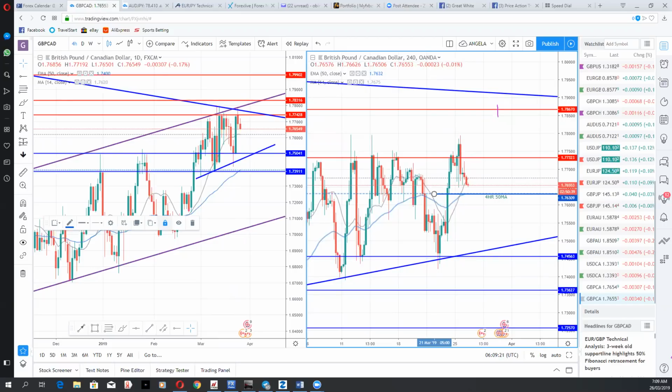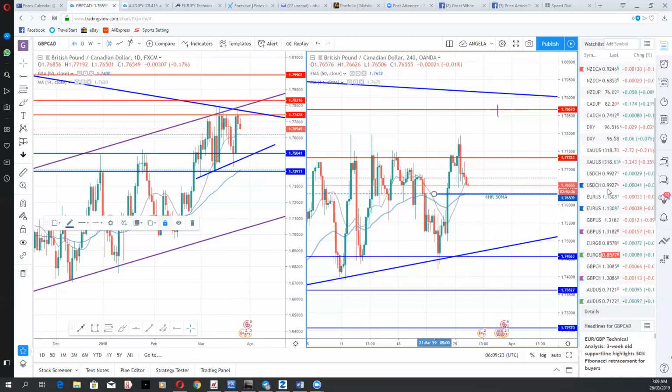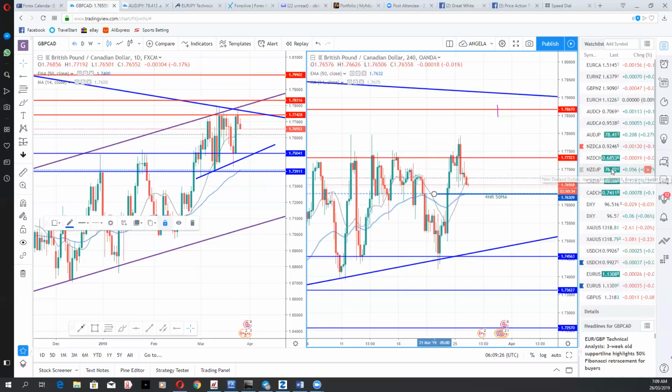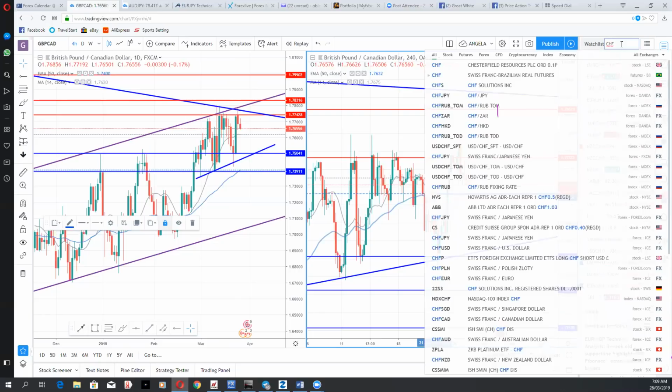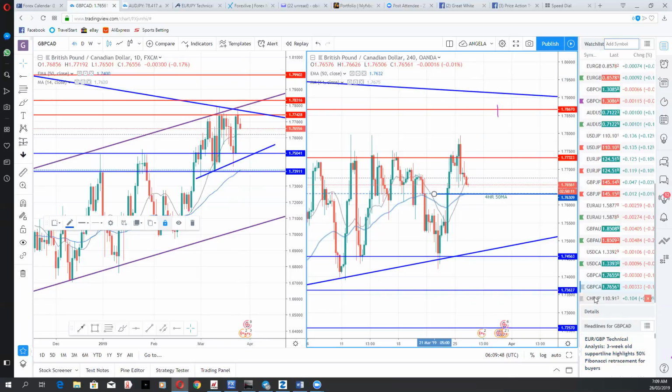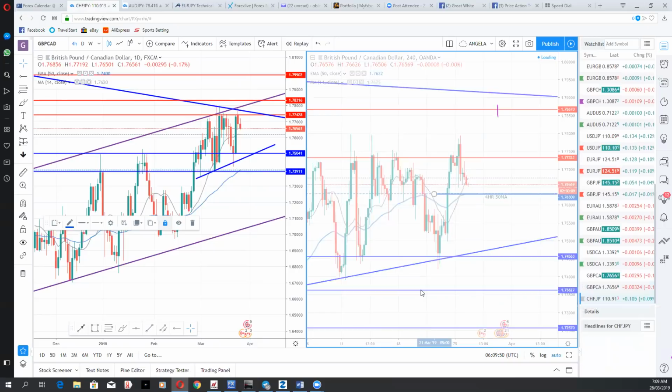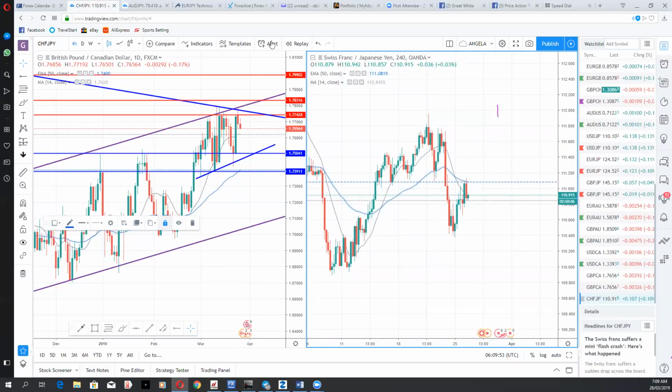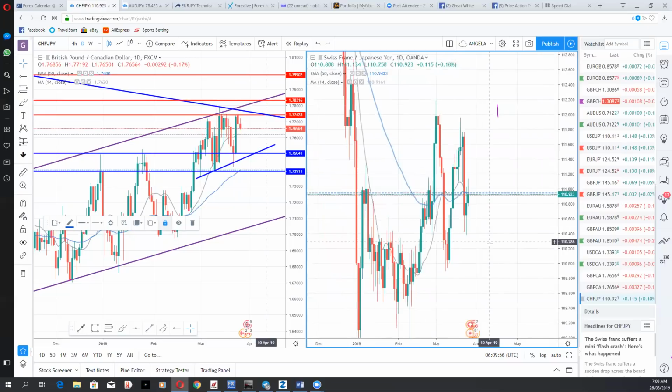Somebody is asking me to look at CHFJPY. That now is a crazy pair. Very, very crazy pair. To show you how crazy it is, I don't even have it. But let me add it. CHFJPY. Okay. Let me look at this pair now from a daily view. Let me see what I have on daily.